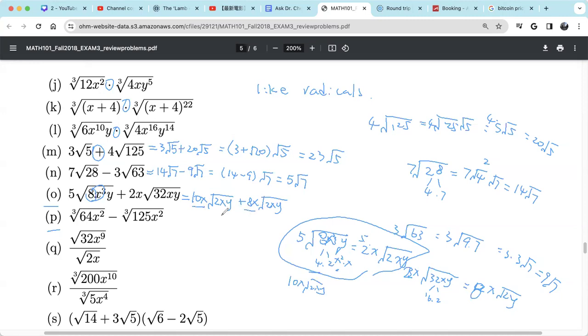10x plus 8x, because we have like radicals. Or let me write one more step. 10x plus 8x square root of 2xy. 10 plus 8, 18x square root of 2xy. Okay, that's for O.